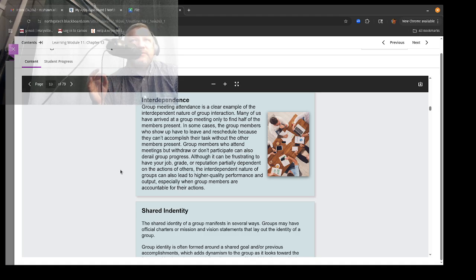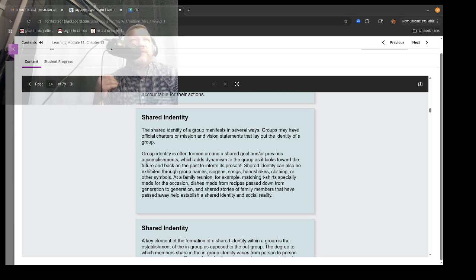And that is one of the biggest problems when we think about the interdependence function of a group. Group members can't always attend meetings, right? Also, sometimes group members don't participate in the meetings. And that can be frustrating, especially when your job or grade depends on it, or even your reputation in a field is partially dependent on their work. So it's ultimately a responsibility of a group leader to hold group members accountable for their actions.